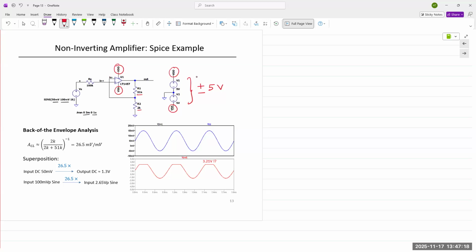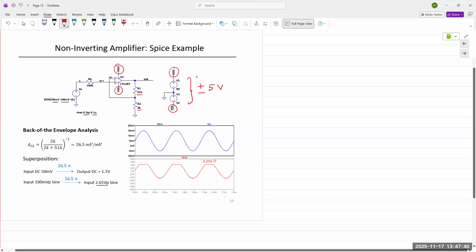If you give in 100 millivolts at the input, the output is multiplied by 26.5 times, so we should get a 2.65 volt sine wave, both positive as well as negative. So a total swing of over 5. There's a DC offset of 50 millivolts. So that DC is multiplied also.